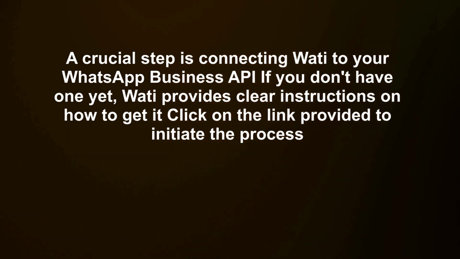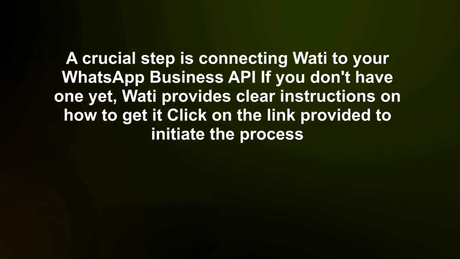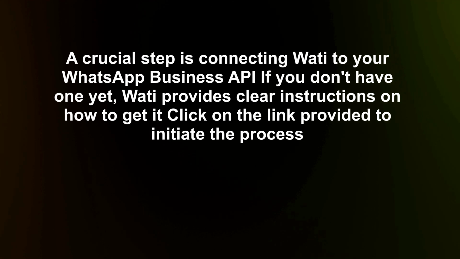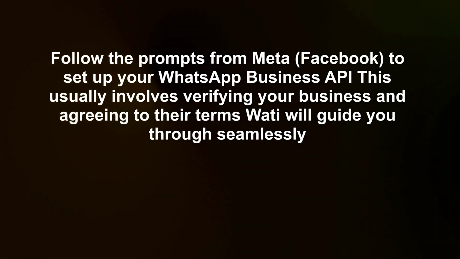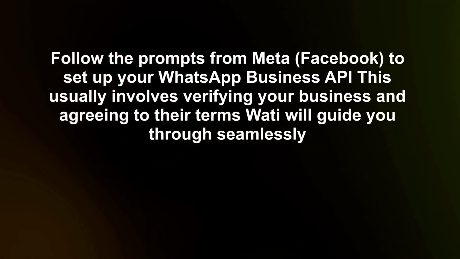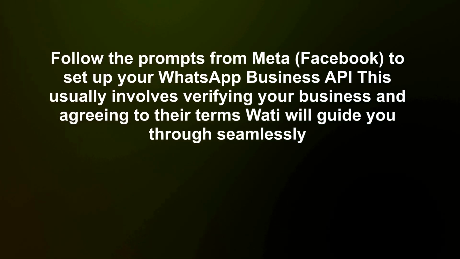A crucial step is connecting Wati to your WhatsApp Business API. If you don't have one yet, Wati provides clear instructions on how to get it. Click on the link provided to initiate the process. Follow the prompts from Meta Facebook to set up your WhatsApp Business API. This usually involves verifying your business and agreeing to their terms. Wati will guide you through seamlessly.